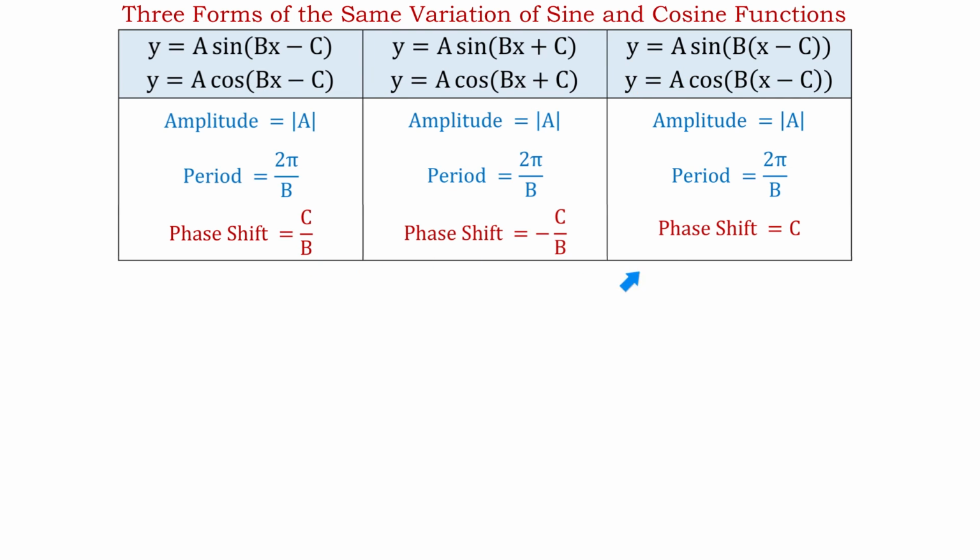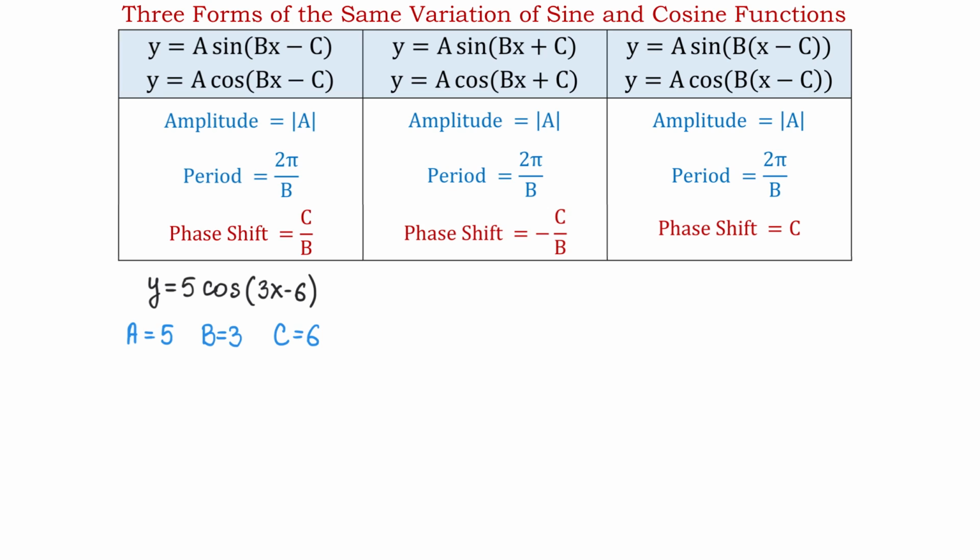So let's say we have the function y equals 5 cosine of 3x minus 6. We clearly see that this function has this form, and we can determine that a is 5, b is 3, and c is 6. So again, a is 5, b is 3, and c is 6.